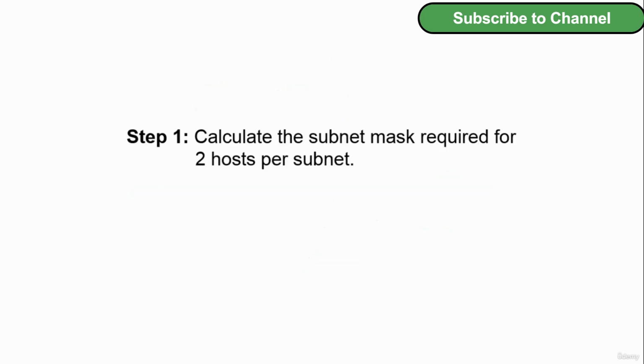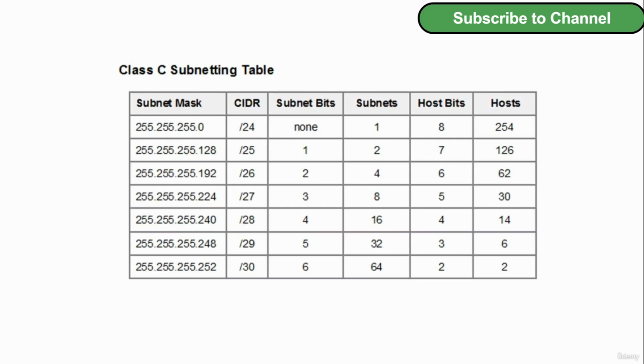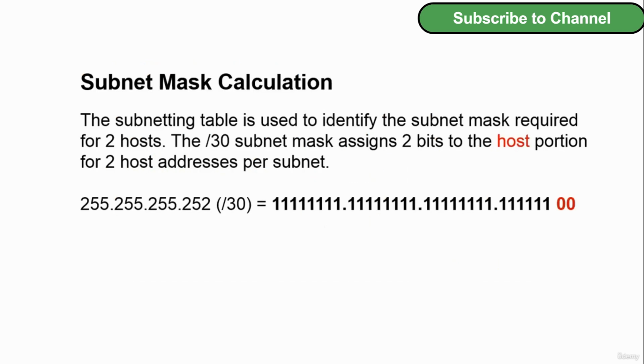And step 1, I want to calculate the subnet mask for 2 hosts. That's easy enough. In this case it is a /30 and 6 subnet bits, so that gives me 64 subnets and 2 host bits per subnet. So there it is there. There's the 2 hosts. So that's just the 2 bits that I can use for hosts. And the other 6 bits are for subnets.